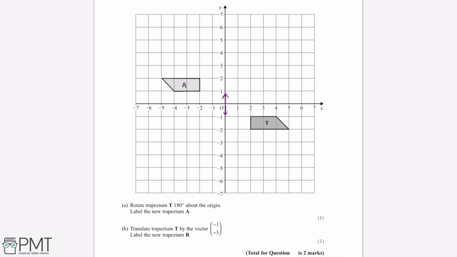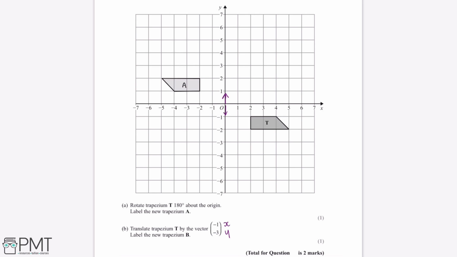Translate trapezium T by the vector -1, -3. Label the new trapezium B. So with vectors, the top number is our x-axis, and then the bottom number is our y-axis. So if we want to translate this trapezium by this vector, we're going to want to move all of the coordinates to the left by 1 point, and then down by 3 points.